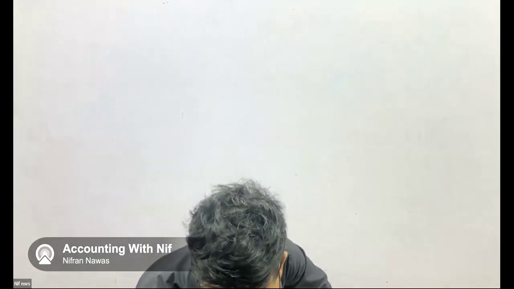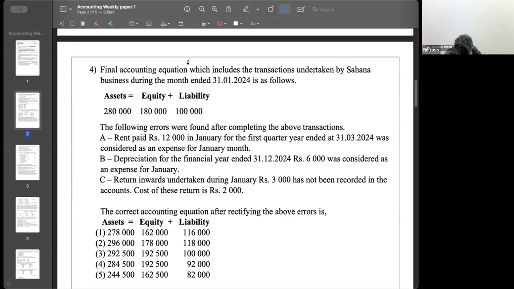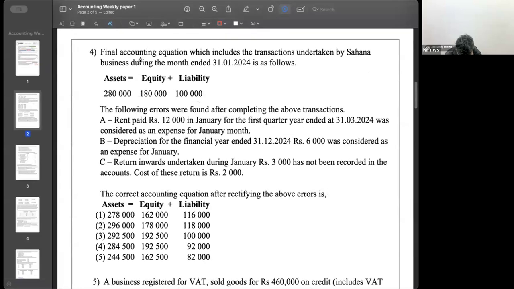The final accounting equation, which includes the transactions undertaken by Sahana business during the month ended 31st January, is given below. They have given us the assets, equity, and liabilities. And they are telling you the following errors were found after completing the above transactions. So basically, they are including the errors.